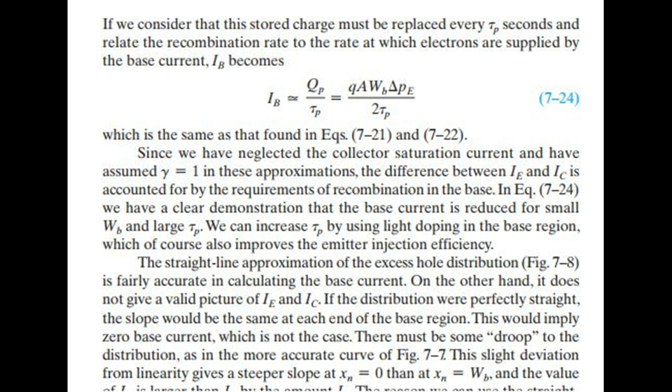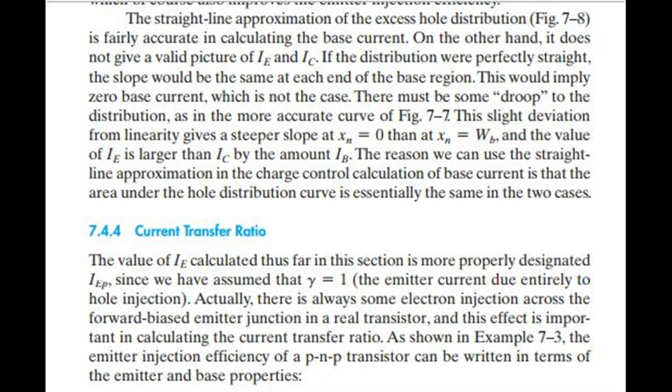This slight deviation from linearity gives a steeper slope at xn equals 0 than at xn equals Wb, and the value of emitter current is larger than collector current by the amount of base current. The reason we can use the straight line approximation in the charge control calculation of base current is that the area under the whole distribution curve is essentially the same in the two cases.